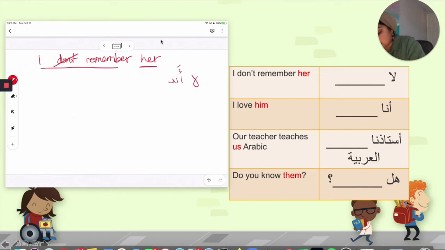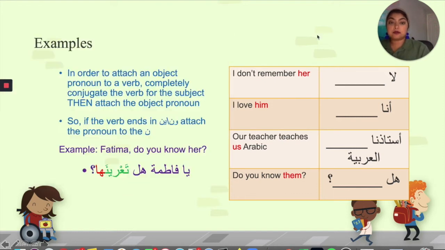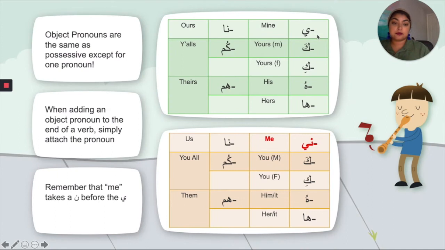La atadhakkar. La atadhakkar. And now I want to say her. So when I want to say her, because that's the object, I'm actually going to attach it. It's going to be part of that word. And what is the pronoun attachment for her, for the feminine? Right here. Ha alif. Okay.